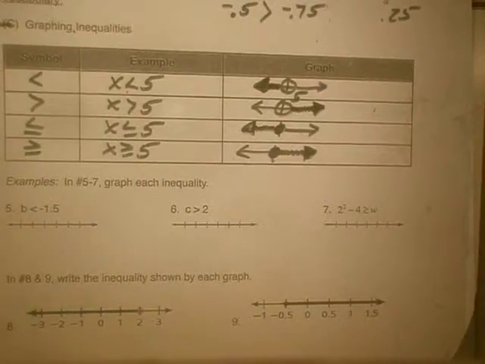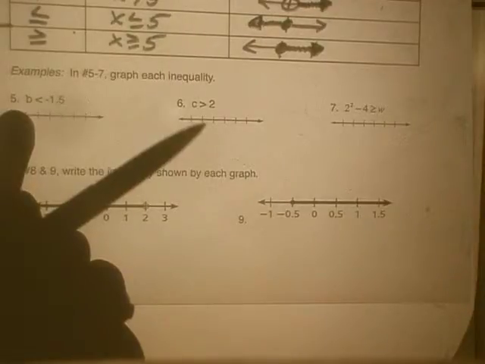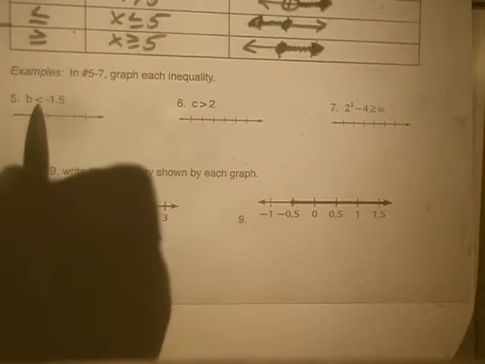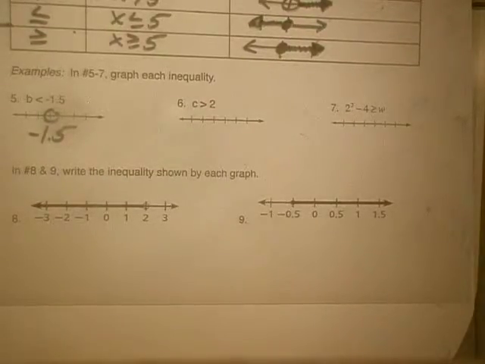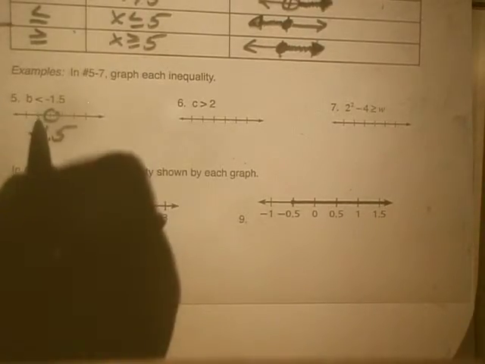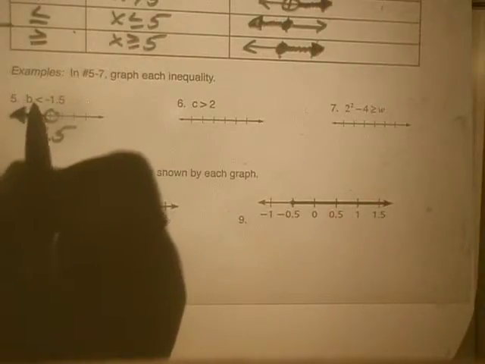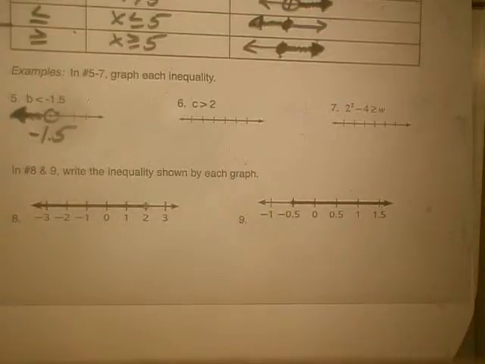Number 5, we have b is less than negative 1.5, and we want to graph that. Your variable is on the left-hand side, so you can use this as an arrow if you would like to. b is less than negative 1.5. You are going to have an open circle on the negative 1.5. Since your variable is on the left-hand side, you're going to color in the direction of the arrow. These are the numbers that are smaller than negative 1.5.